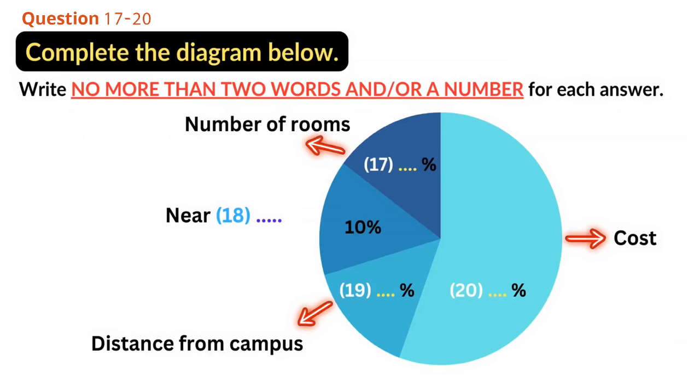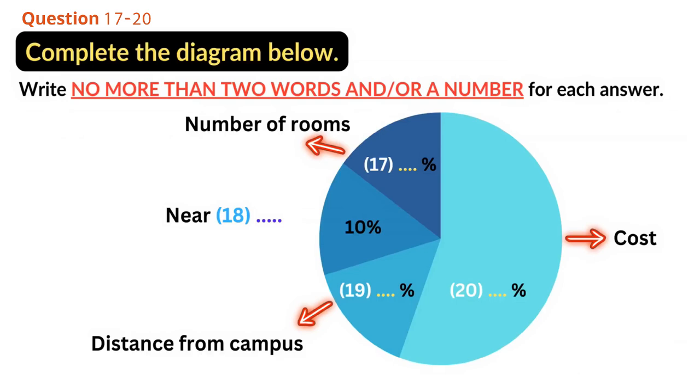But what about the distance from the university? Well, that was quite important. Around 20% of the students we asked wanted to be close to campus. That makes sense. And what about the cost? Yeah, as we expected, the cost was by far the most important factor. More than half the students were concerned with the cost. 54% to be exact. Only 54%. I thought it would be closer to 80%.